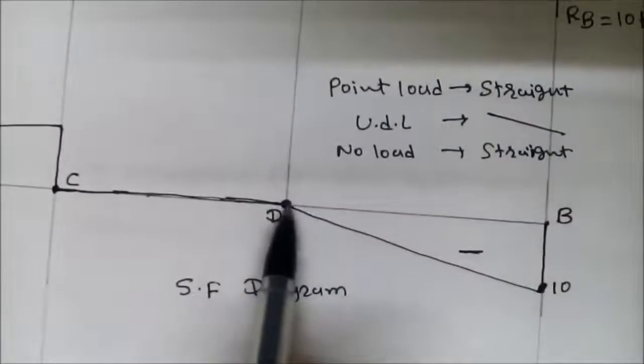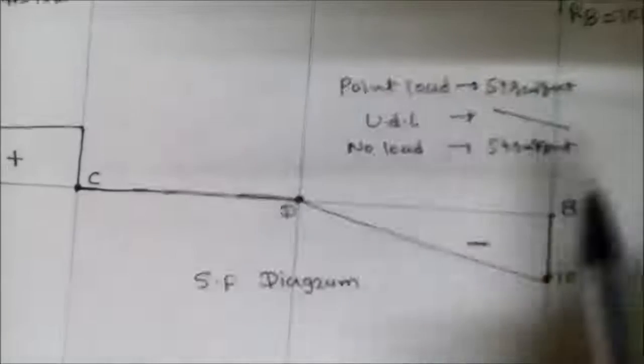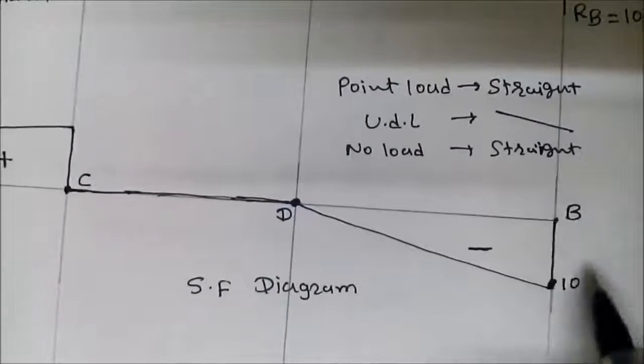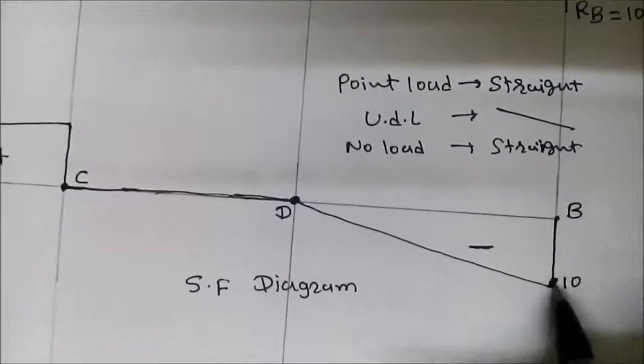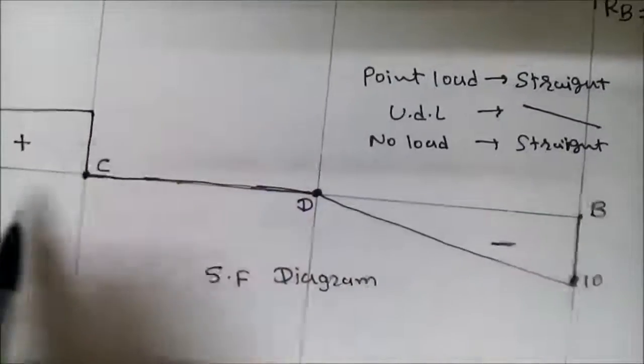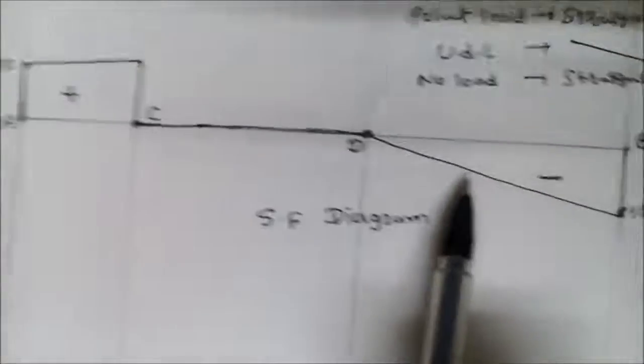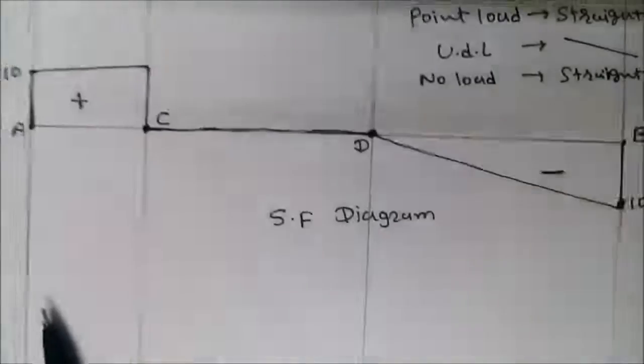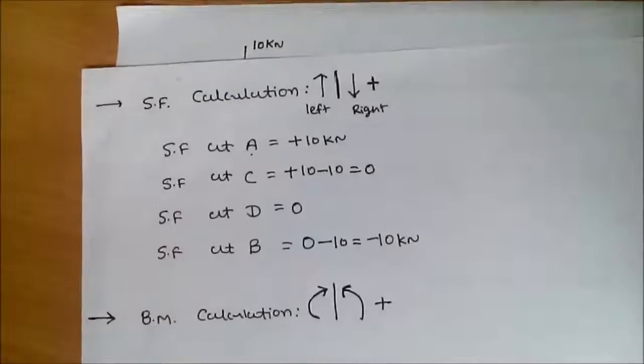Between D to B there is UDL, so I draw an inclined line. And if we consider the last reaction force, then our answer is 0. So again I draw a straight line here, upward positive and downward negative. So this is our shear force diagram.